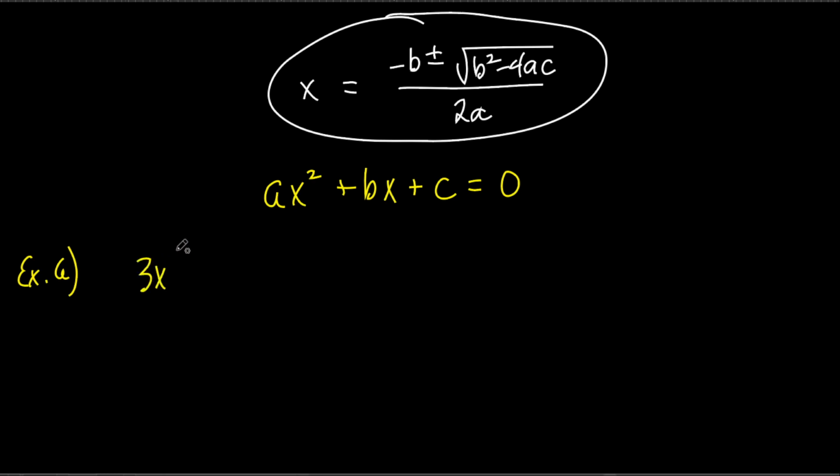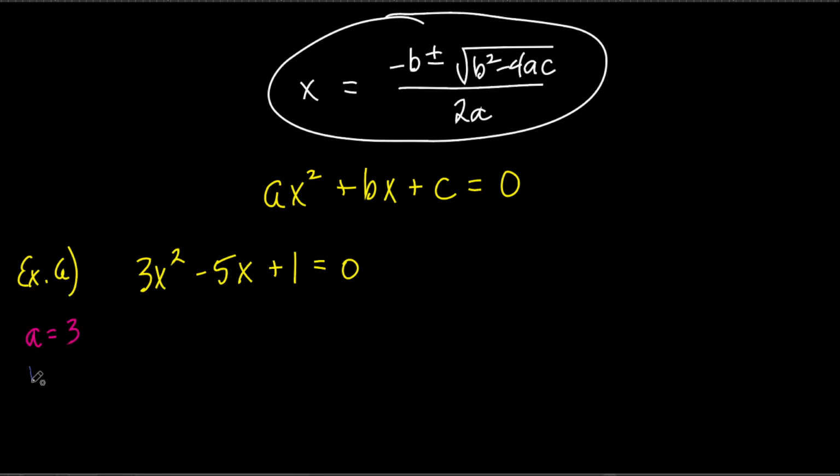Okay, so 3x squared minus 5x plus 1 equals 0. What we're going to do is use the quadratic equation to understand which one is my A, B, and C. So it's pretty easy to see. Which one is the A on this problem right here?